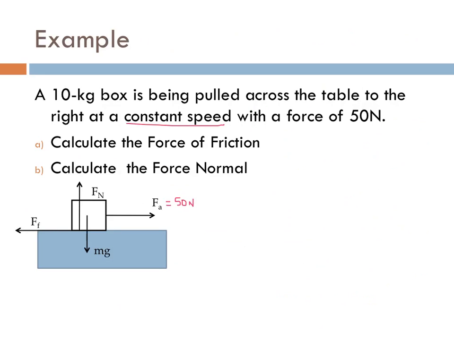Because we are moving at a constant speed, then the sum of the forces in the x direction must be equal to 0. So another way to write that is that the force applied minus my force of friction is equal to 0. Therefore, if I apply a 50 newton force and I want to solve for my force of friction, then my friction would have to be 50 newtons.